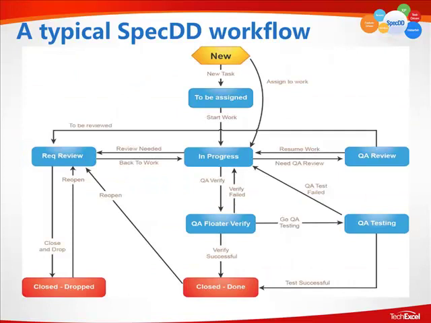So here we have a typical SpecDD workflow end to end. Now it's not that different than our pretty standard workflow. So you have your new state, go straight into to be assigned. Your in progress, which should be the bulk where most of your tasks lie. Not just tasks, but also other items that need to be worked.